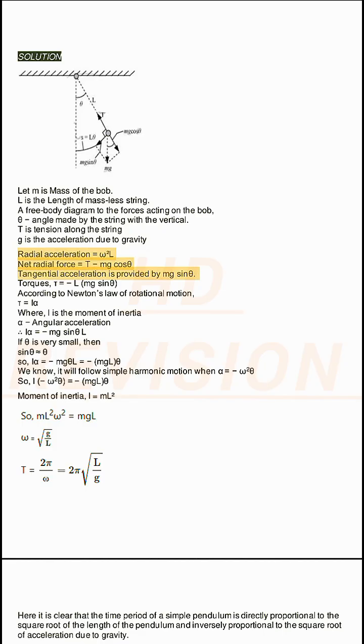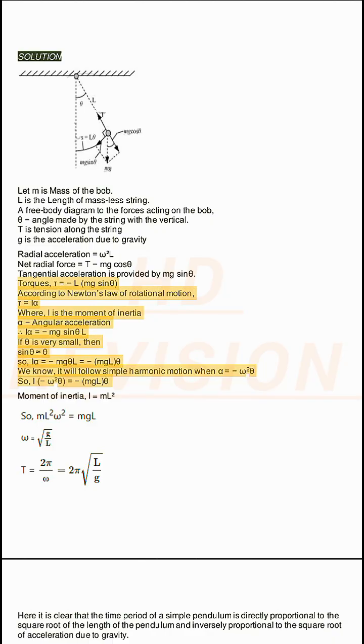Radial acceleration equals omega squared L. Net radial force equals T minus mg cos theta. Tangential acceleration is provided by mg sin theta. Torque tau equals minus L mg sin theta. According to Newton's law of rotational motion, tau equals I alpha, where I is the moment of inertia and alpha is angular acceleration. Therefore I alpha equals minus mg sin theta L.